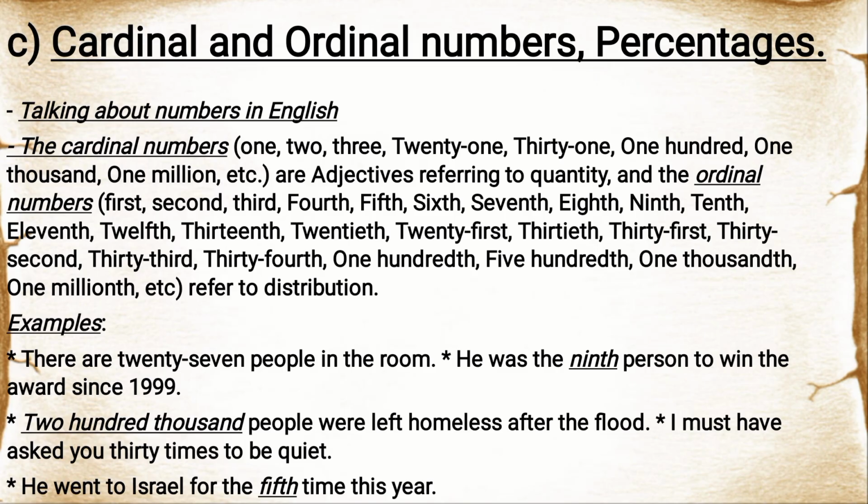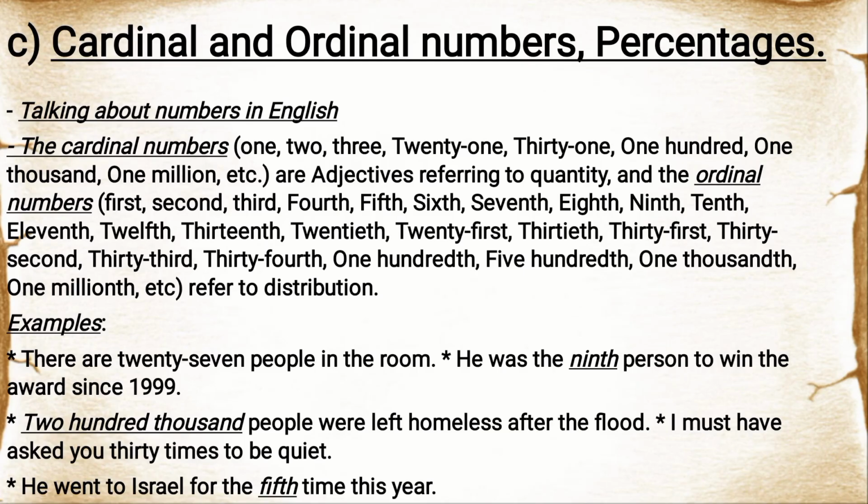C. Cardinal and ordinal numbers, percentages. Talking about numbers in English. The cardinal numbers, 1, 2, 3, 21, 31, 100, 1000, 1,000,000, etc., are adjectives referring to quantity, and the ordinal numbers, first, second, third, fourth, fifth, sixth, seventh, eighth, ninth, 10th, 11th, 12th, 13th, 20th, 21st, 30th, 31st, 32nd, 33rd, 34th, 100th, 500th, 1000th, 1,000,000th, etc., refer to distribution.